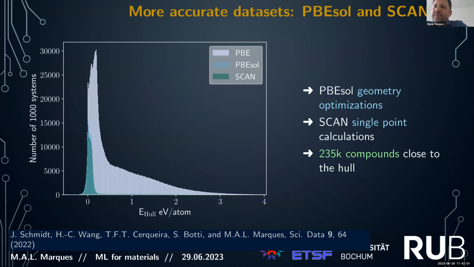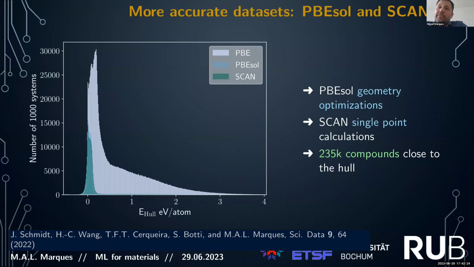Now, just to finish, a couple of words about accuracy. All these things I showed you were done with the Perdew-Burke-Ernzerhof functional. That is the workhorse functional in materials science. Of course, there are some limitations. We all know them. And we would like to go beyond.